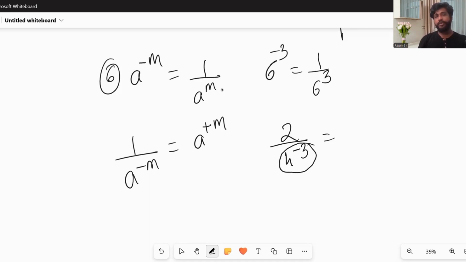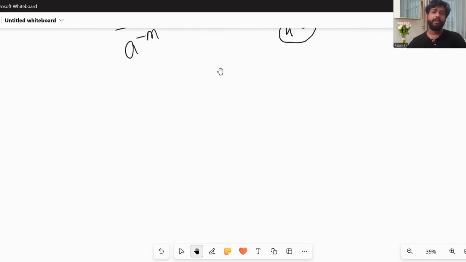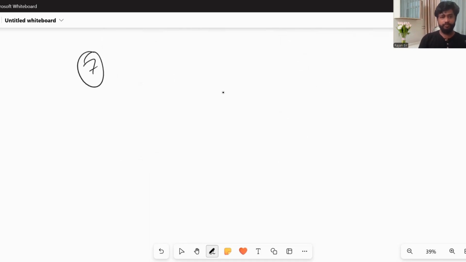Since 2 is not related to our formula, 4 raised to minus 3, this is the indices. So you take it up, and you have 2 into 4 raised to 3. Remember, you don't change the position of 2. You actually take the 4 raised to minus 3 and take it up. Easy.